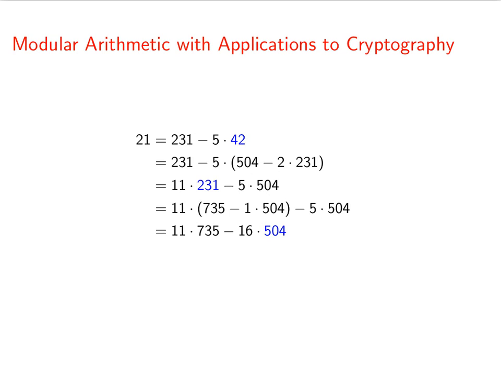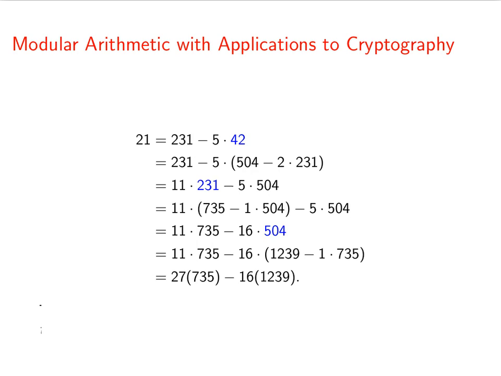Now we've got 504 highlighted. Let's replace that. So 504 can be replaced with 1239 minus 1 times 735. Once again, a little bit of algebraic manipulation. And we get 27 times 735 minus 16 times 1239.